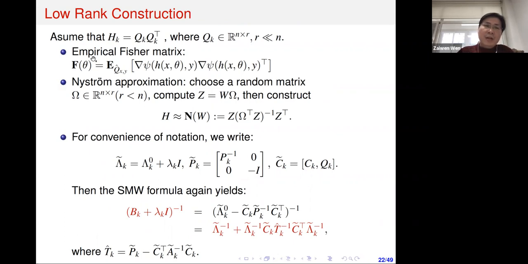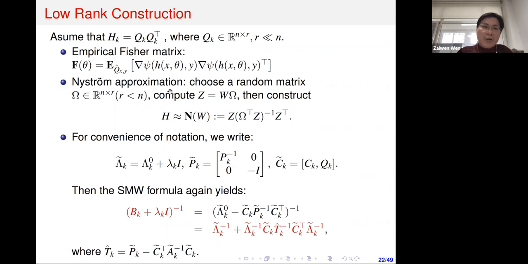For example, H_k is constructed from the empirical Fisher matrix. We know the Fisher matrix is a summation of rank-one matrices, right? But usually we can only afford to compute it on a few examples. For example, the batch size is only 64 or 128. Then this is a low-rank matrix compared to the dimension of the parameters.